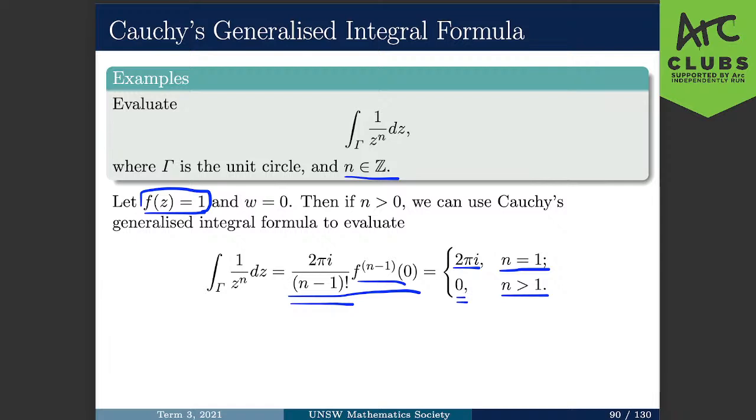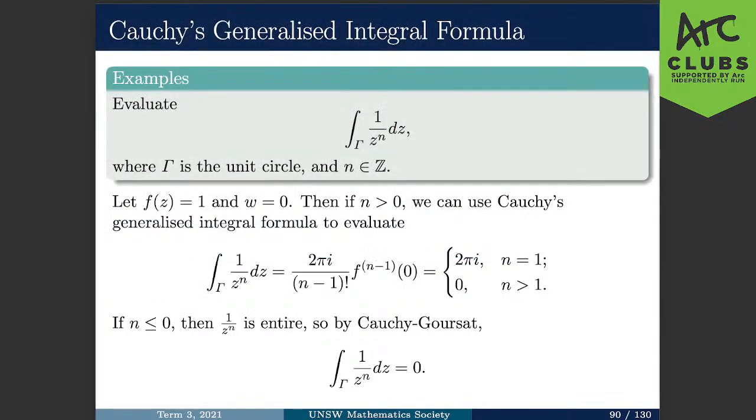Okay, now that's actually just considering n being a positive integer. We haven't considered the case where n is a negative integer. But you have to be careful here, because if n is a negative integer, obviously something seems to be wrong. Because 1 over z to the n, if we imagine n is negative, is actually just entire. Let's just have an example. Let's just say n equals negative 1. Well, if n is negative 1, this is actually just the integral of z.